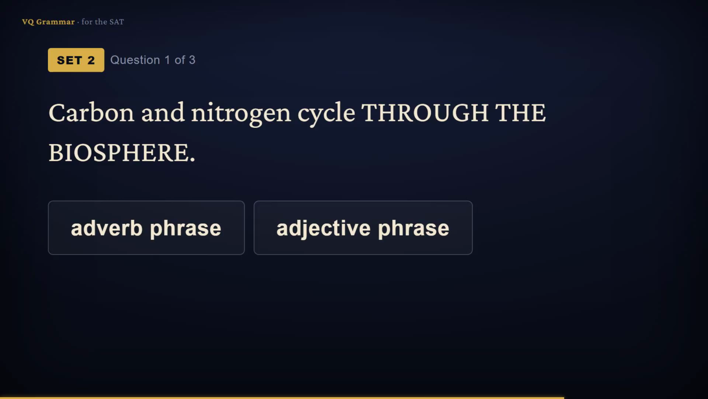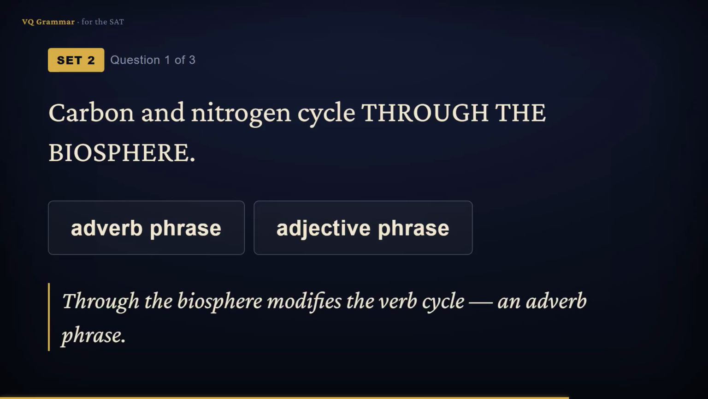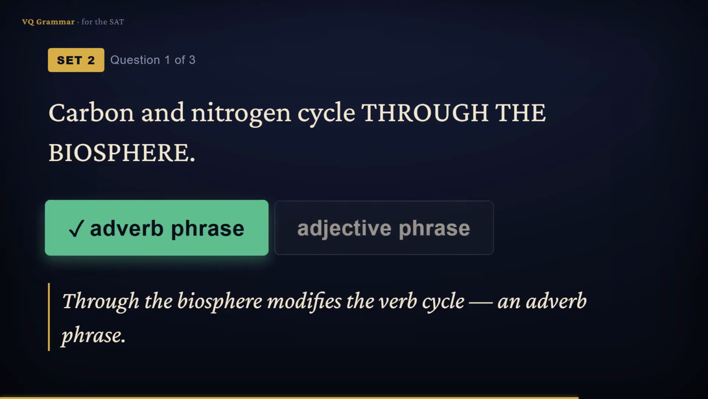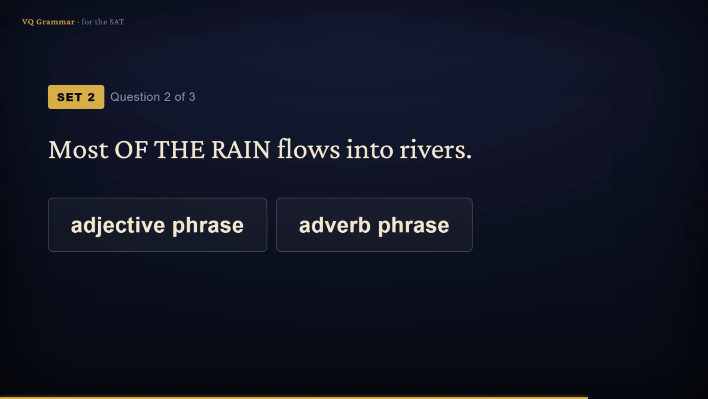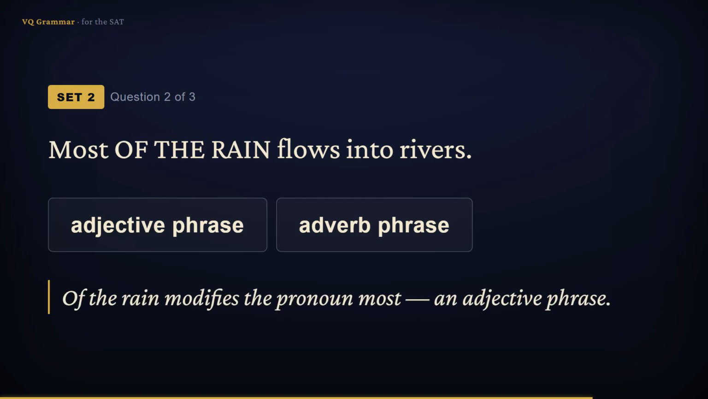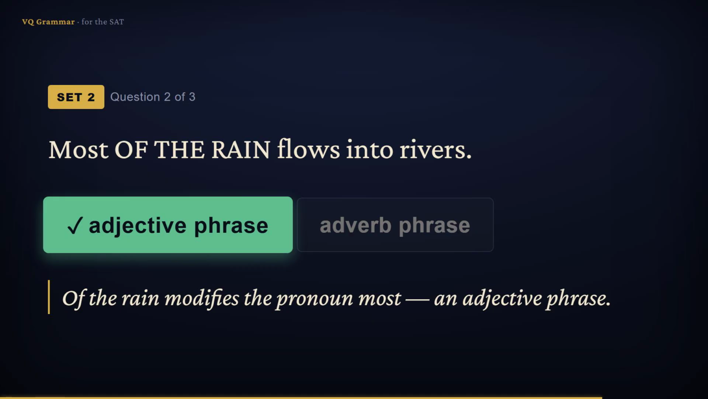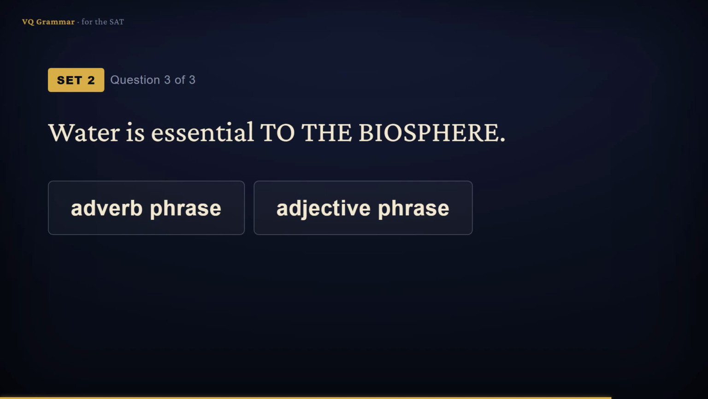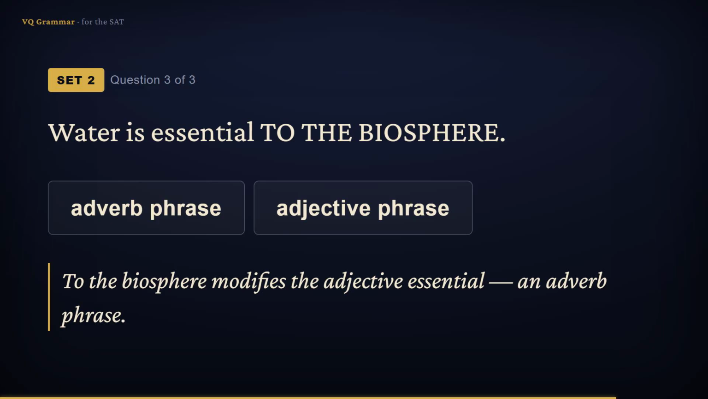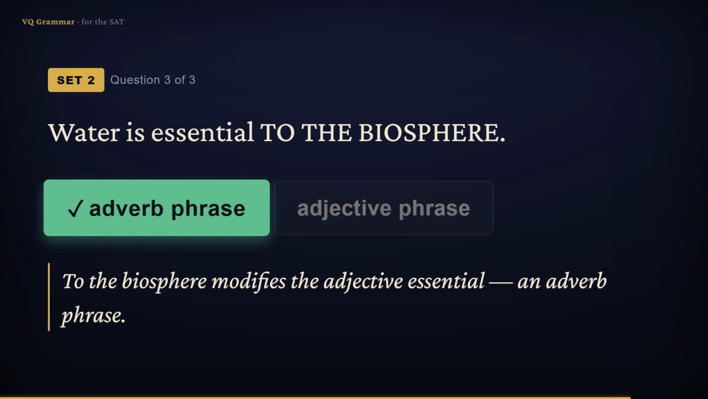Carbon and nitrogen cycle through the biosphere. Through the biosphere modifies the verb cycle, telling where, so it's an adverb phrase. Most of the rain flows into rivers. Of the rain modifies the pronoun most, telling which part, so it's an adjective phrase. Water is essential to the biosphere. To the biosphere modifies the adjective essential, telling to what extent. Since it modifies an adjective, it's an adverb phrase.